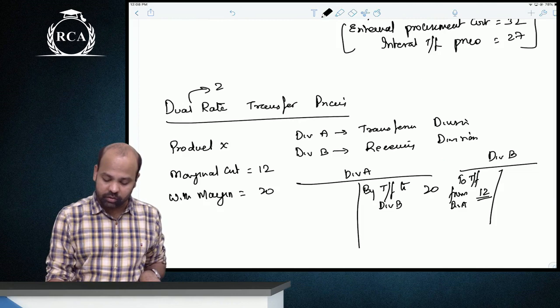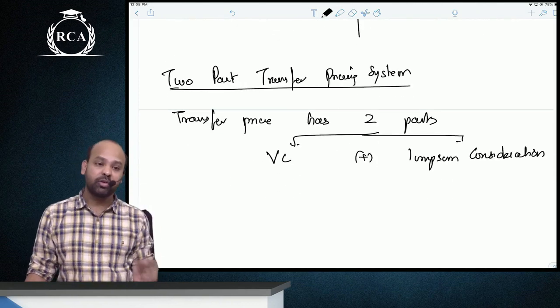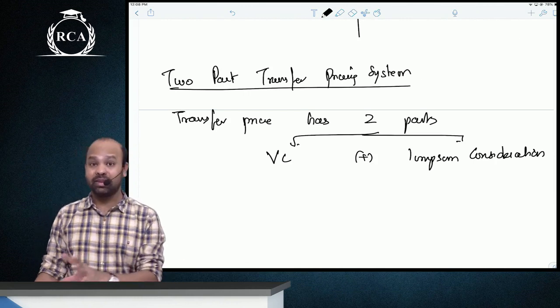Dual rate literally means two rates, guys. Under two-part, the transfer price has two parts. One is variable cost, the other one is lump sum consideration.